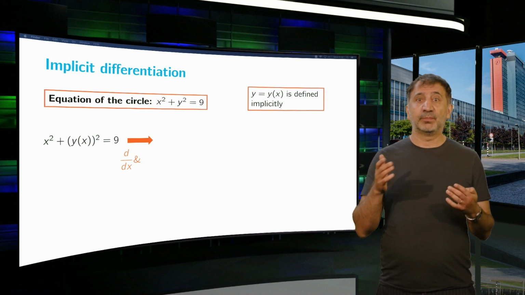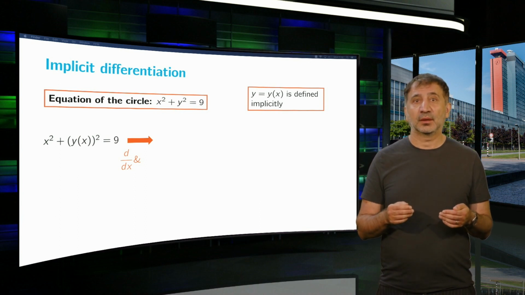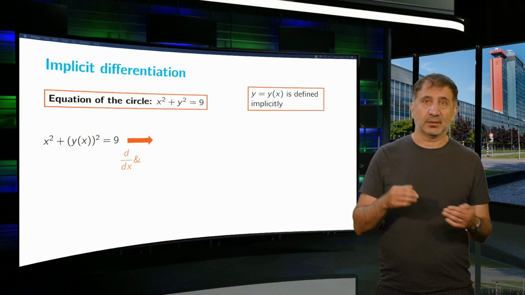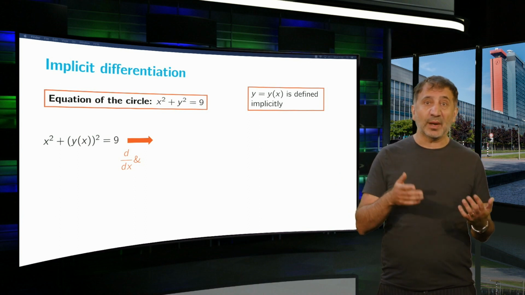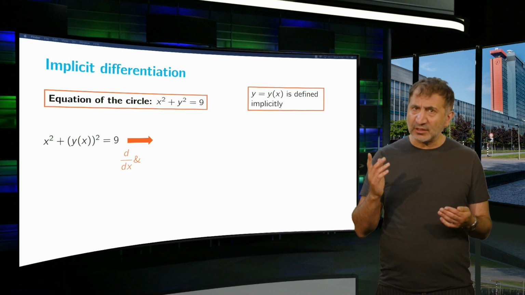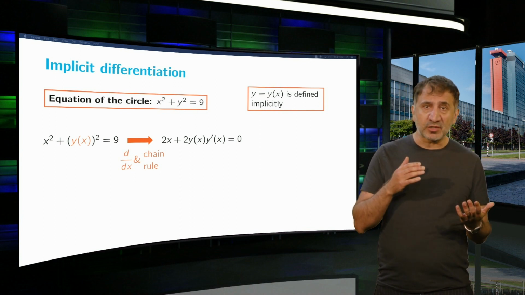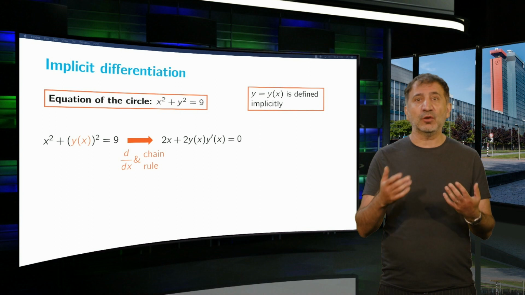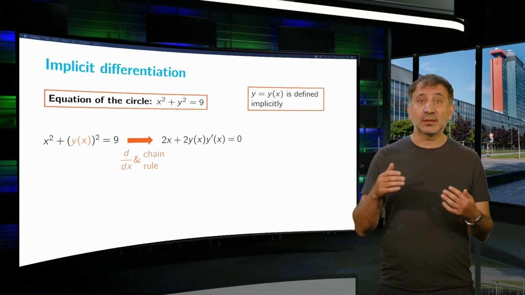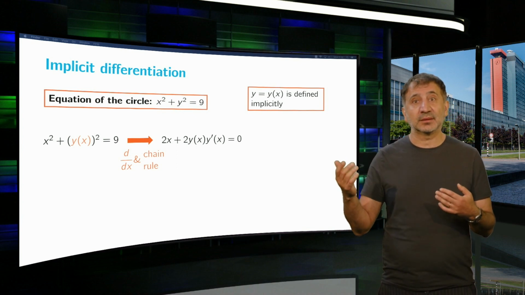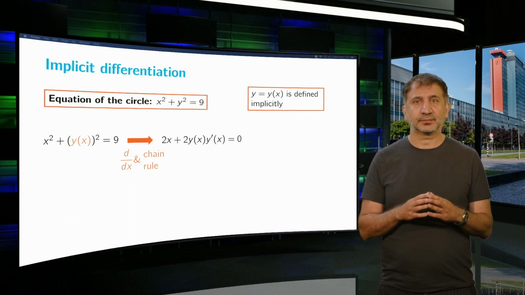We will do this with both sides of the equation, starting with the left hand side. The derivative of x squared is easy. It's equal to 2 times x. Now we need to take the derivative of y of x squared. Now you should pay extra attention. This derivative can be calculated with the chain rule, where the inner function is given by y of x and the outer function by x squared. The result is given by 2 times y of x times the derivative of y with respect to x. The derivative on the right hand side is of course equal to 0.